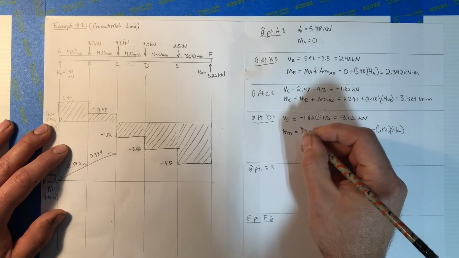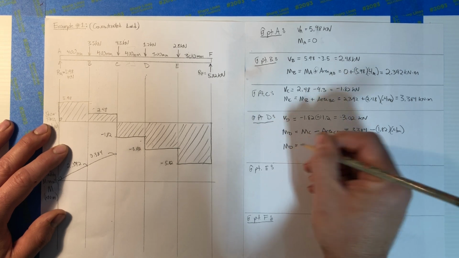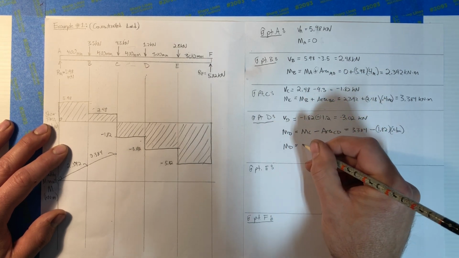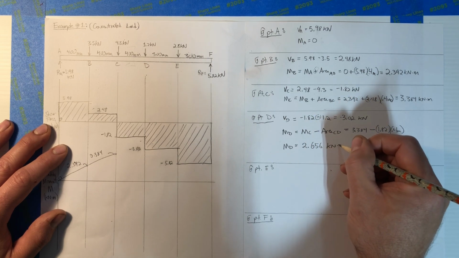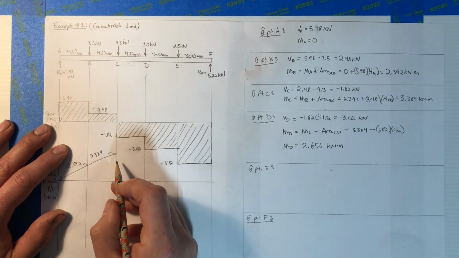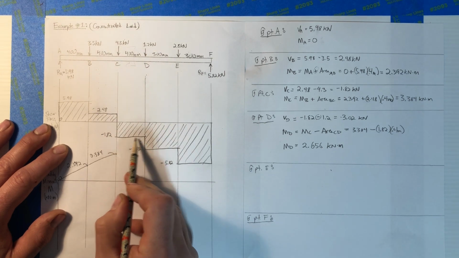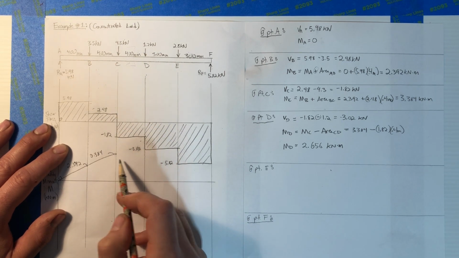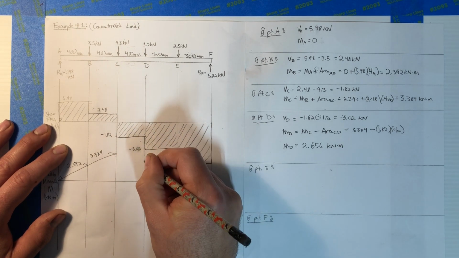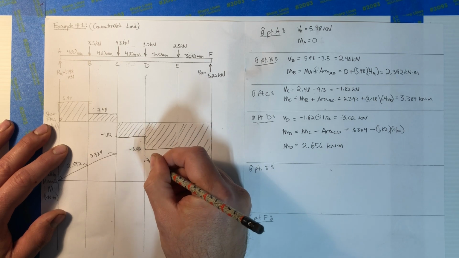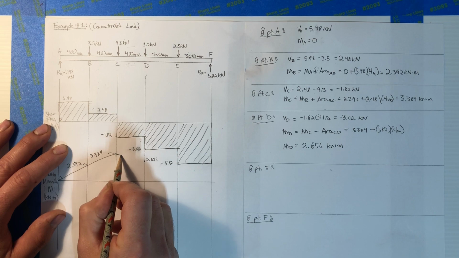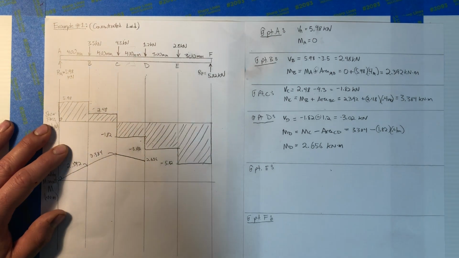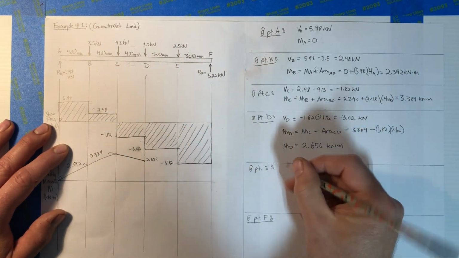So my MD value is equal to 2.656 kilonewton meters. So I've gone down, right? I was at 3.384. Once again, zero order curve. I'm going to go linearly, a straight line down to a value of 2.656. I'm going to go straight down here, okay? We get to point E.